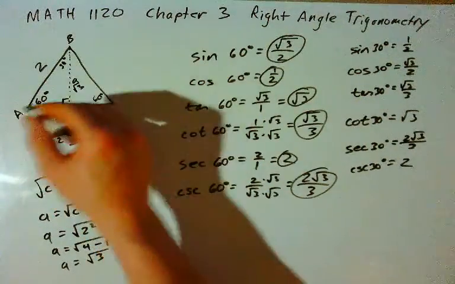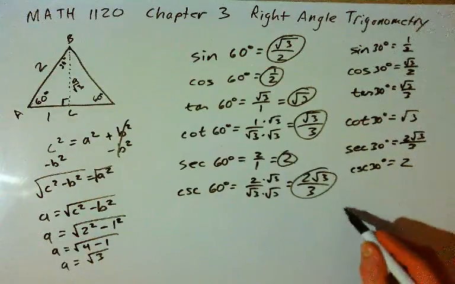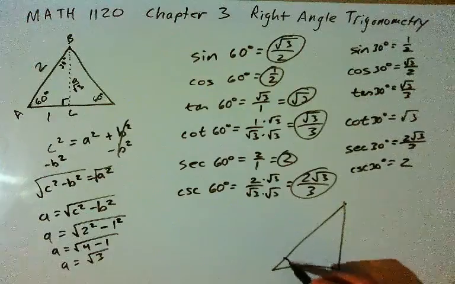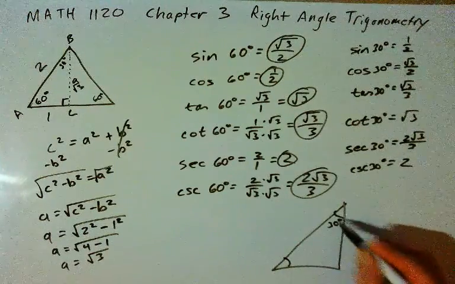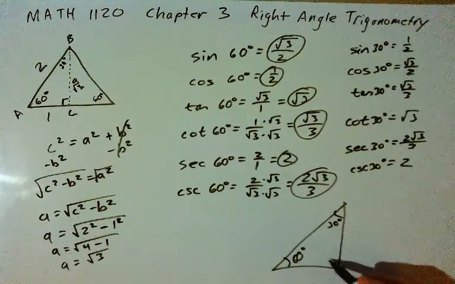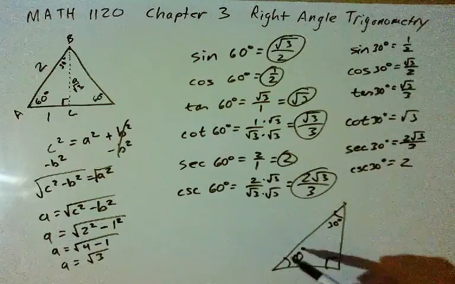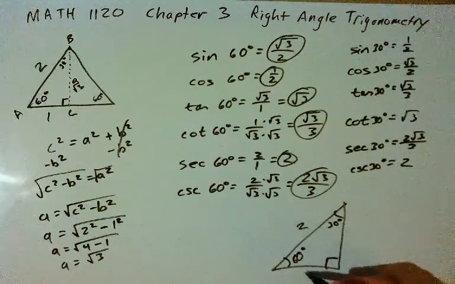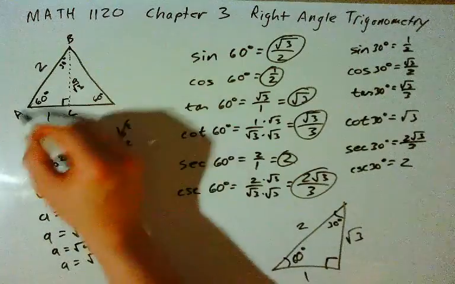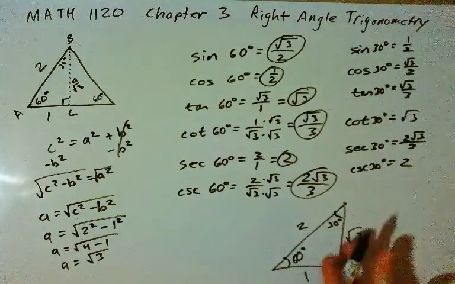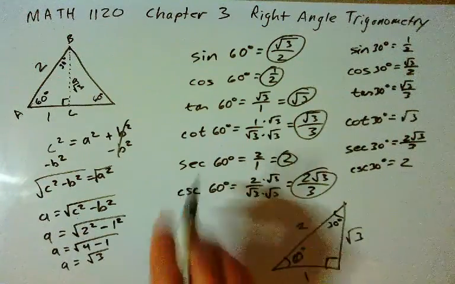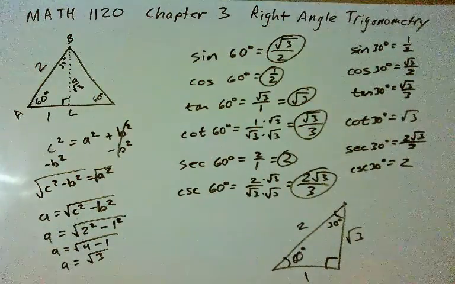And so we call this a special triangle. This particular one is a 30 degree, 60 degree, 90 degree triangle. And so with a 30, 60, 90 degree triangle, the ratio of the sides are 2 to 1 to the square root of 3, just like we had here. And we can determine the exact values of the trigonometric ratios of 60 degrees and 30 degrees for this special triangle.